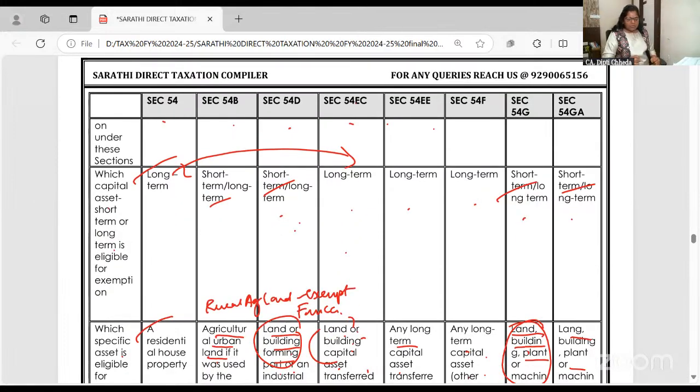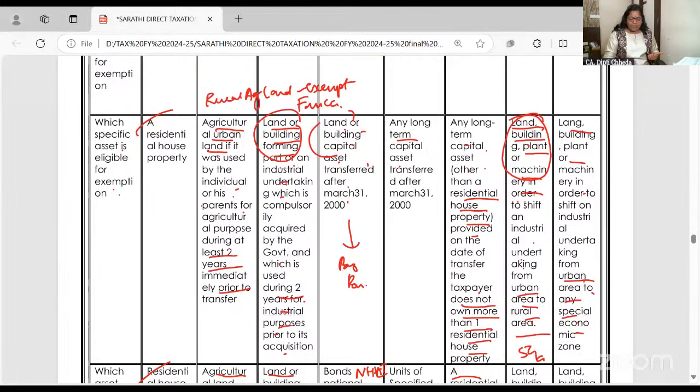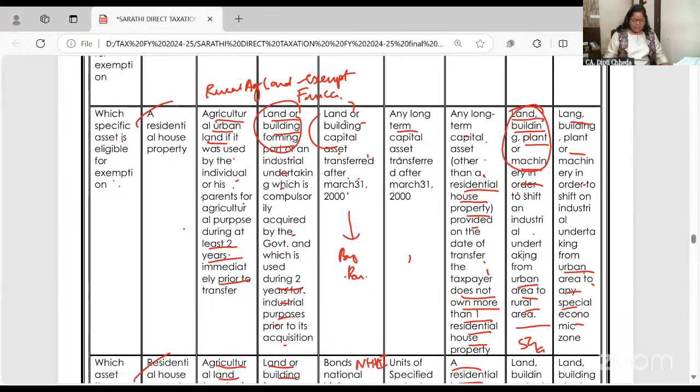Generally all are long term, but same house. 54D, shifting of industrial undertaking, the one related to business, can be short term and long term. Otherwise, every time it's a long term capital asset. Clear? And what you need to buy: sell the house, buy a house. Urban agricultural land, if you sell, buy urban and rural. Land and building compulsorily acquired in an industrial undertaking. Sell land and building, buy bonds. Sell any asset, buy specified mutual fund. Sell any asset, buy house. And land, building, plant and machinery.